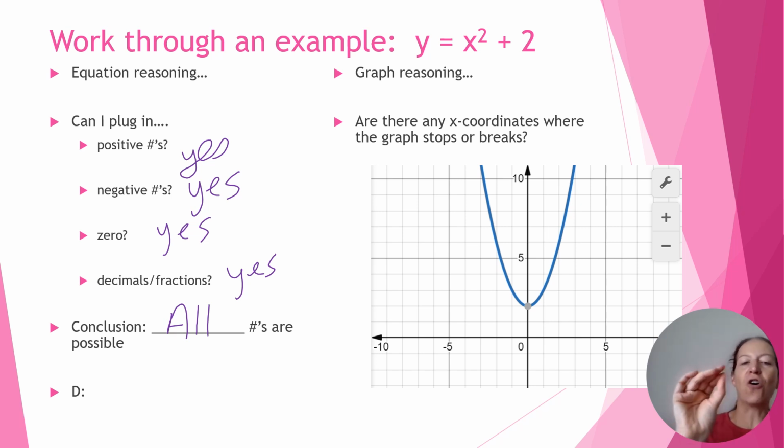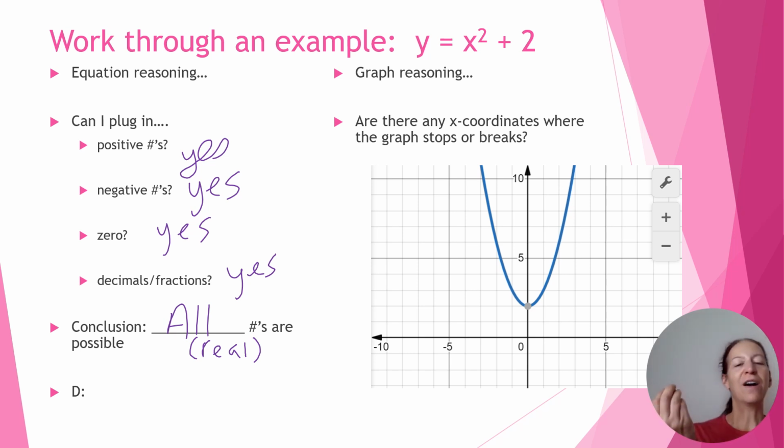Now, all real numbers are possible, and I want to say that. At this point, usually a lot of students will say, what do you mean a real number, as opposed to what? A fake number, a made up number? Real numbers would be opposed to what are called imaginary numbers, and we will cover that in a couple months. So don't sweat that.